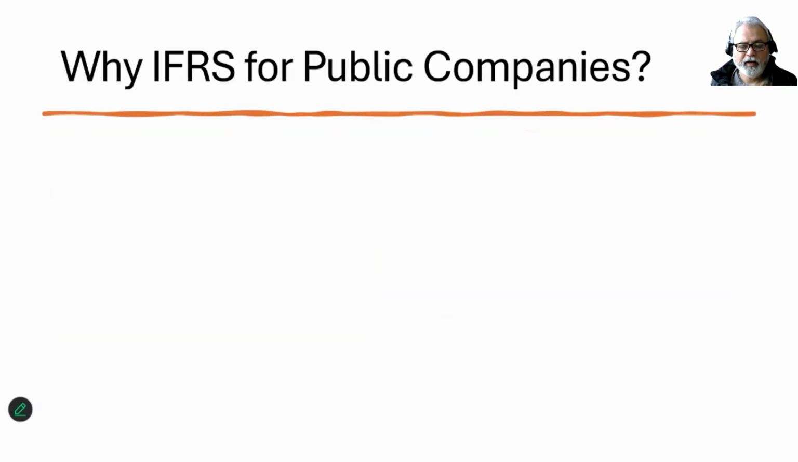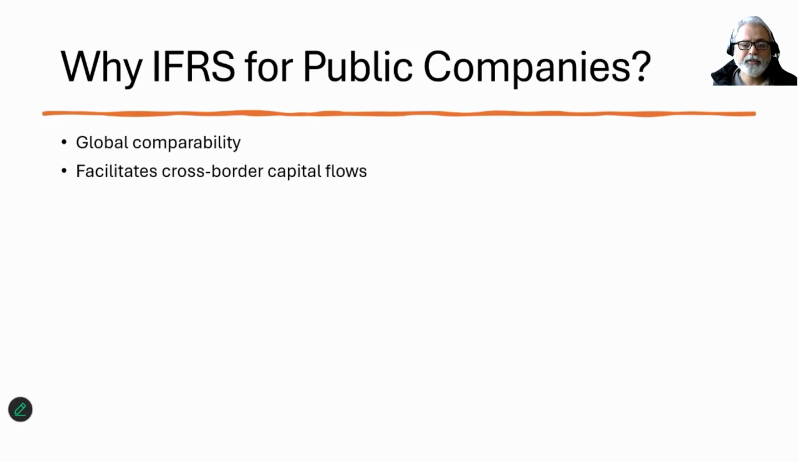Why do we have IFRS being mandated for public companies? Firstly, it helps with global comparability. Companies often have investors from foreign countries. They may be cross-listed in Canada as well as, say, in the US and other jurisdictions. So this helps with the comparability of the numbers. Analysts are able to compare companies across countries. It helps facilitate cross-border capital flows.